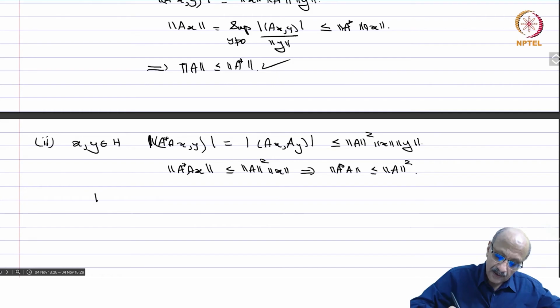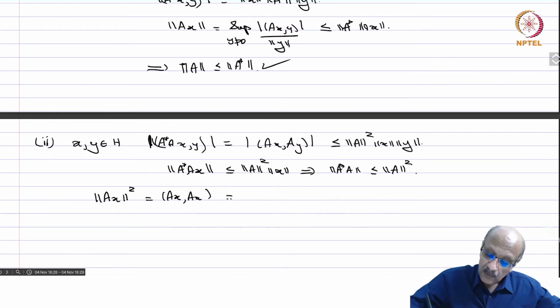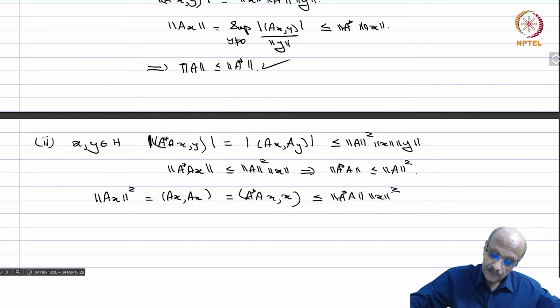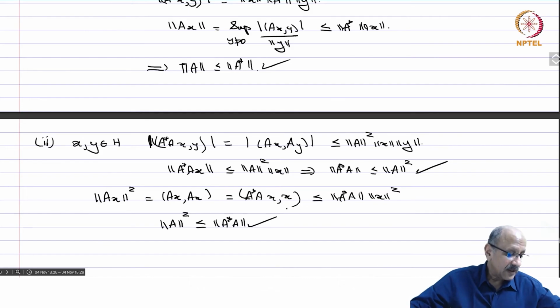On the other hand, norm of Ax squared is (Ax, Ax), which is (A star A x, x), which is less than or equal to norm of A star A times norm x squared. So norm of Ax squared by norm of x squared, the supremum gives you norm A squared, that's less than or equal to norm of A star A. And therefore once again you have both inequalities, and you have that.